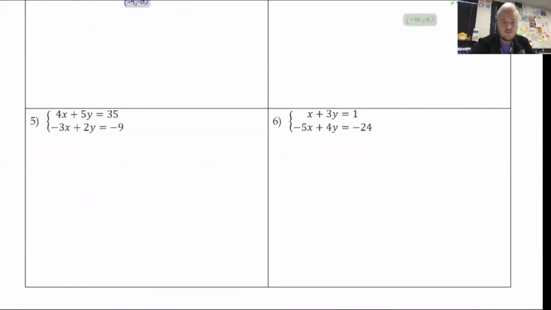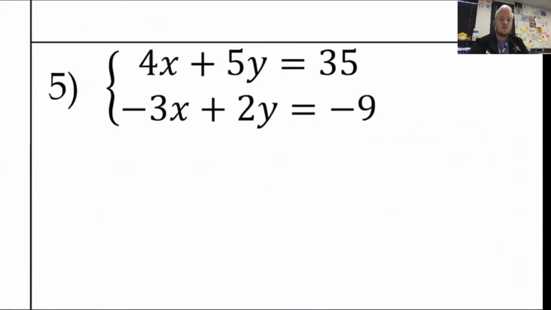All right, moving on. Number 5. All right, so once again, no zero pairs, everything's in standard form. I can't multiply 3 times something and get 4, so that's not going to be very ideal. I can't do 2 times something and get 5, so that's not going to be ideal. So that means we're going to have to multiply both of our equations again.